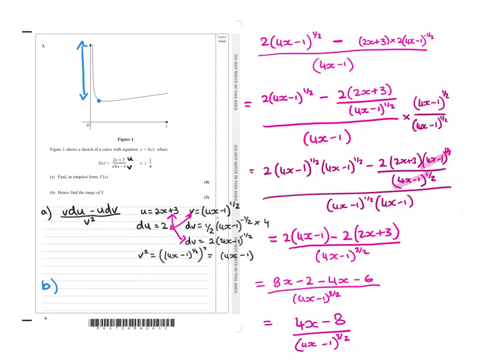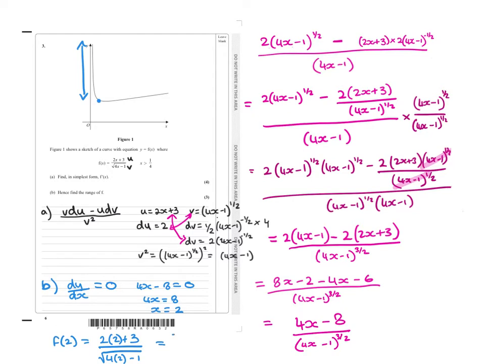So we put our gradient. When does our gradient equal 0? This is when 4x minus 8 equals 0. So when 4x equals 8, so x equals 2. Our gradient equals 0 when x equals 2. When I substitute x equals 2 back into f of x, we're going to get 2 lots of 2 plus 3 over the square root of 4 lots of 2 minus 1.